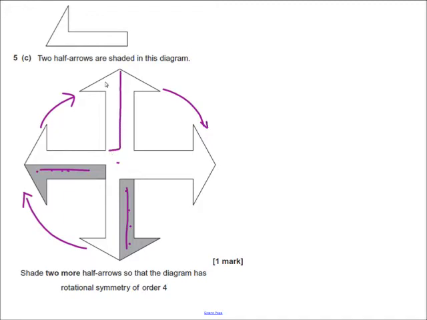So we would have to create and shade a half arrow here, so that when this one goes around, it maps onto here. And then finally, we would move this arrow around 90 degrees and create a shaded half arrow here. So when we go round 90 degrees, this area here maps onto this shaded area here. And our shape would now have rotational symmetry of order 4.